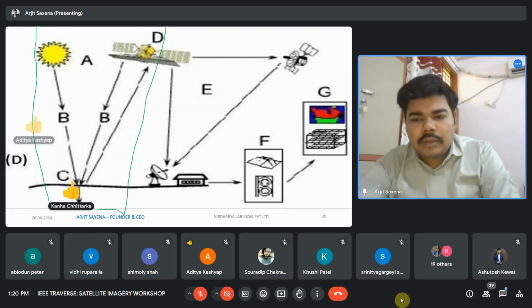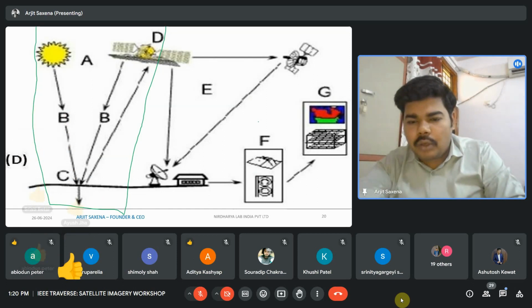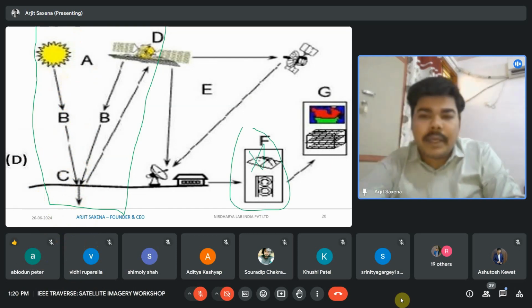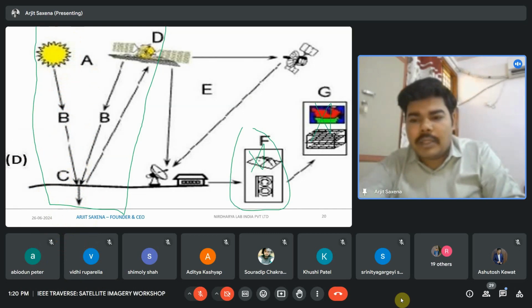I am not going to touch upon this particular part, because this requires a certain software expertise. Also this part will be covered.